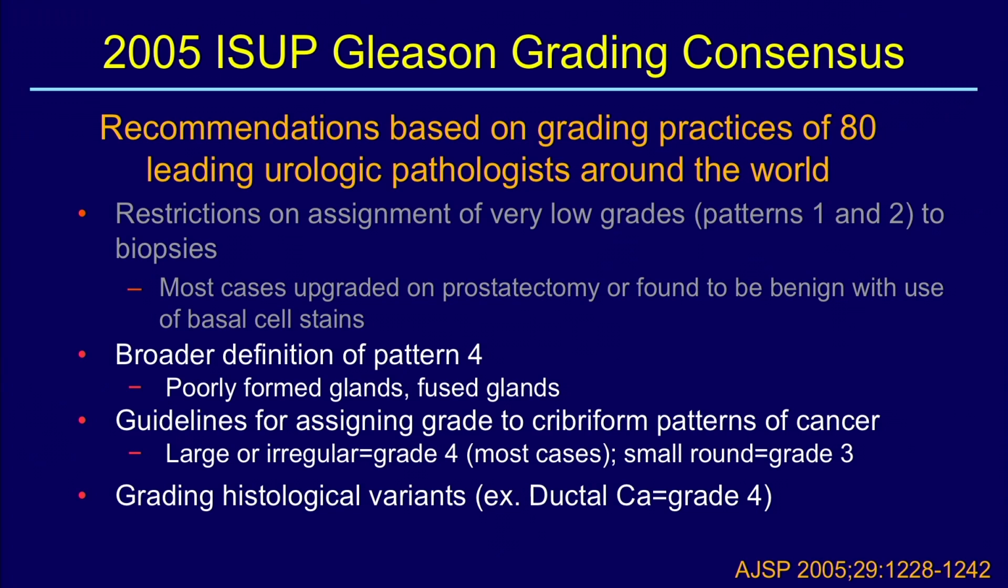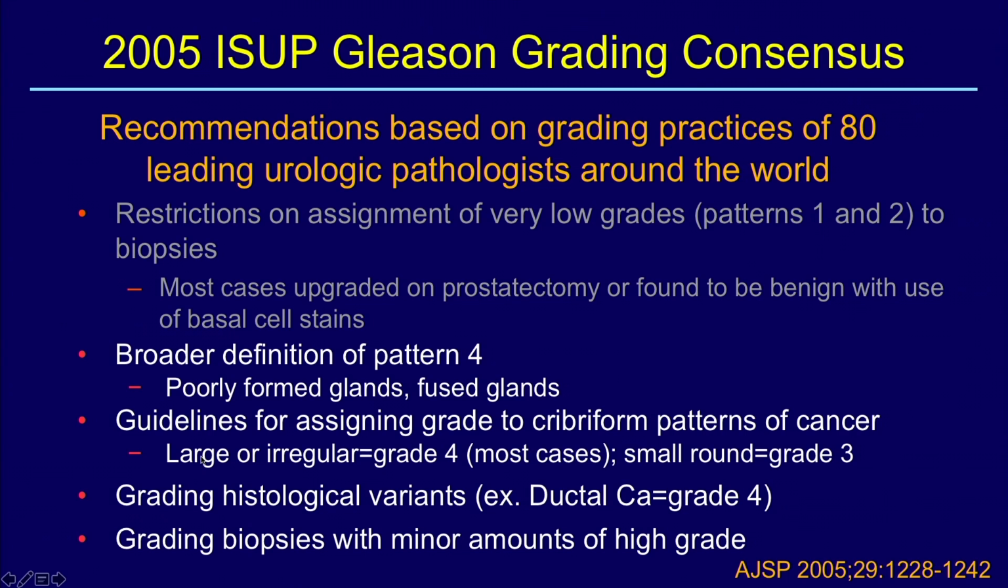And then the grading of histological variants, and this was all based upon survival data, looked at things like ductal carcinoma, signet ring carcinomas, et cetera, and neuroendocrine, and really put them as high-grade tumors, because we had experience now that these do poorly. Probably the biggest impact, however, was this last point, and that is the grading of biopsies.